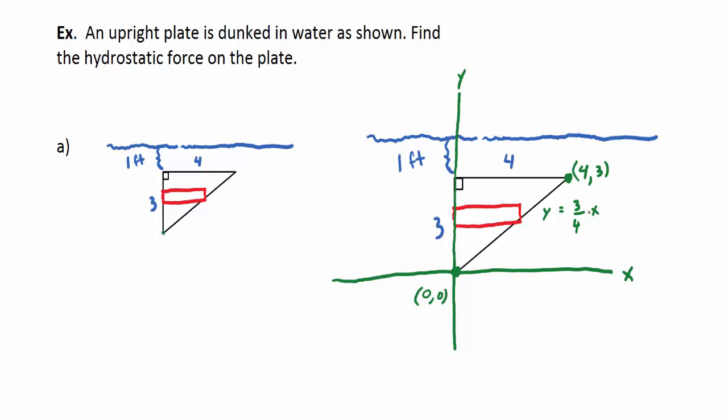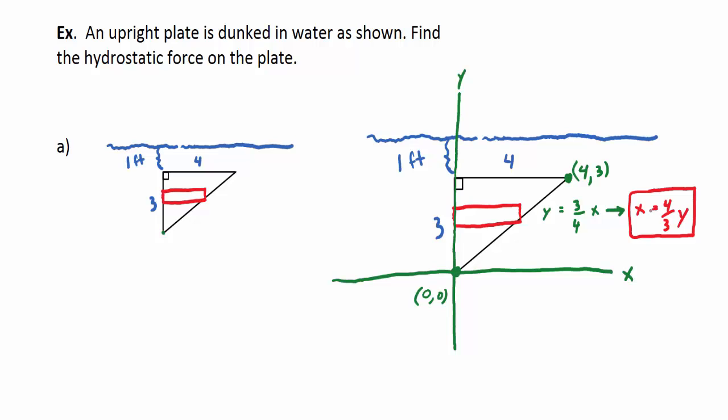x plus b, but what's b? 0. Now we can't write it this way, right? Because this is y as a function of x, but when using horizontal rectangles, you guys know we need x as a function of y. So we solve this for x, and we get x equals 4/3 y. Okay. So at some point you have to find that.